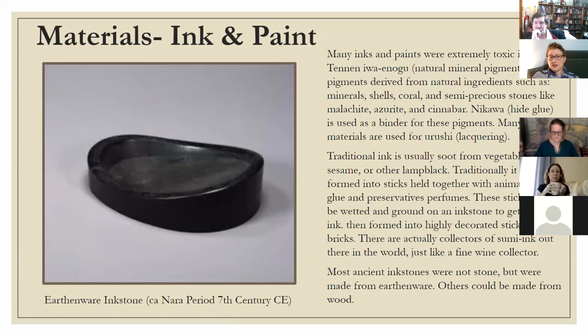Many inks and paints were extremely toxic in period. Tennen iwagu, natural mineral pigments, are pigments derived from natural ingredients such as minerals like rocks, shells, coral, and semi-precious stones like malachite, azurite, and cinnabar. And from what I understand, cinnabar can be poisonous in certain amounts.